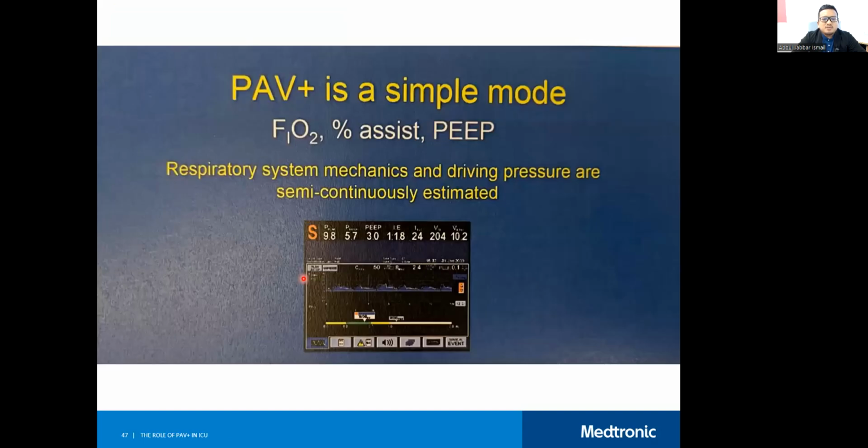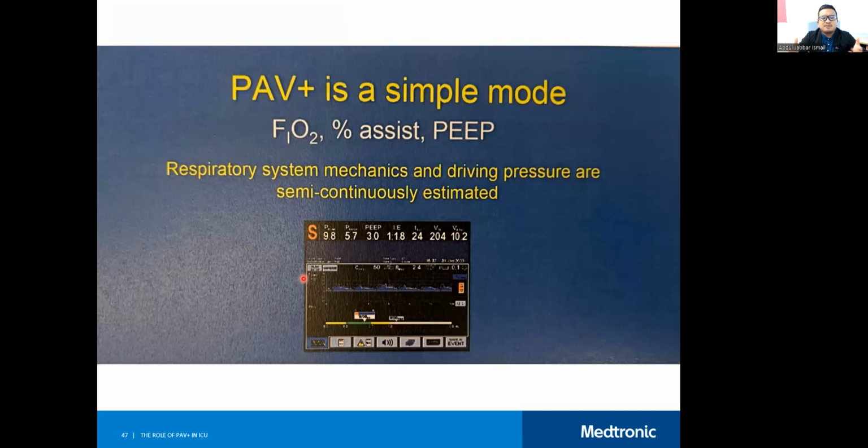So, final word: PAV plus is a simple mode. You just need to adjust the FiO2, percentage assist, and PEEP. Respiratory system mechanics and driving pressures are semi-continuously estimated to match the patient. The more the patient wants, the more the patient gets. The less the patient wants, the less the patient will receive. So it is a positive feedback mechanism that will continuously keep check of the patient and continually take care of the patient when you are not there.